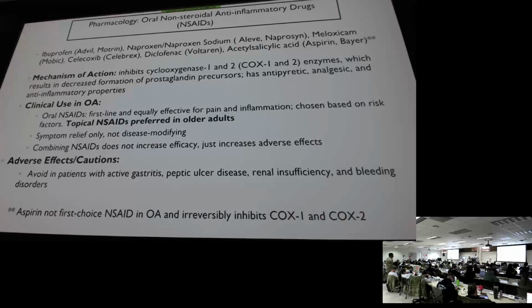Aspirin, not your first line choice for NSAIDs, because as you've learned in other classes, it irreversibly binds to those COX-1 and COX-2 enzymes, unlike the other NSAIDs. So not using aspirin as our NSAID as first line for OA.